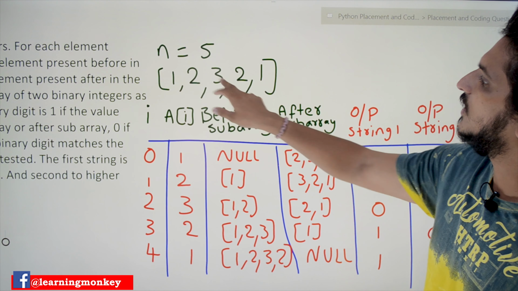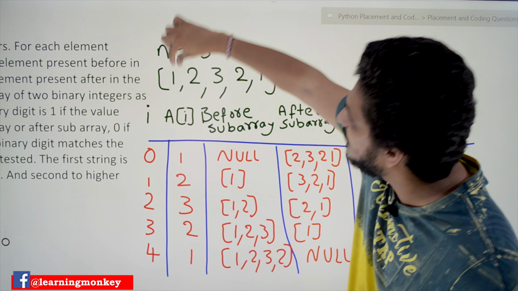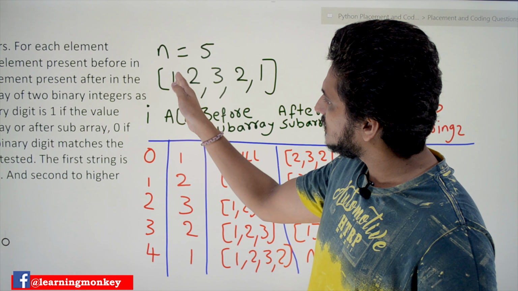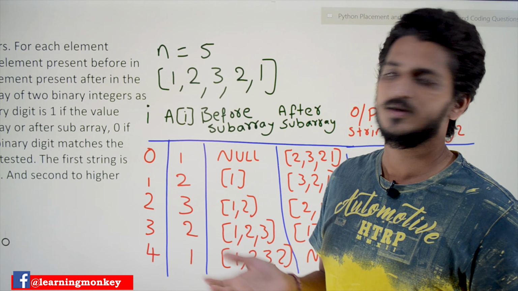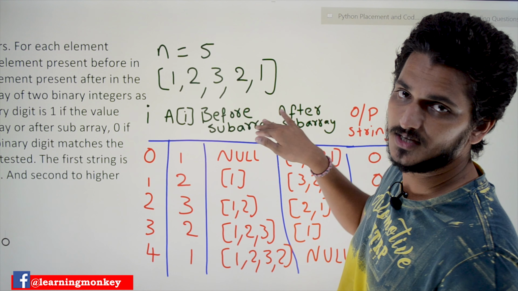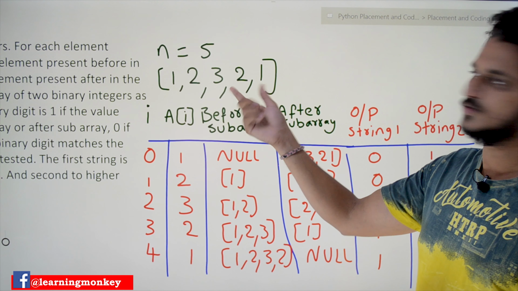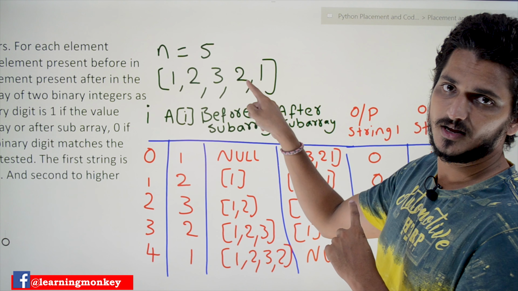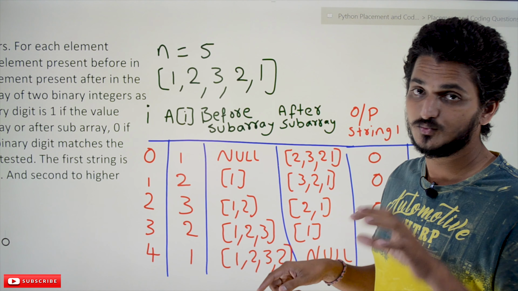Okay, n is equal to 5, and the list is 1, 2, 3, 2, 1. These are the elements given in the list. What they are asking is, for each element present in the list, take the element from the list. This is the first element. Is there any left subarray? No, so the left sub part is null. What is the right sub part of the list? 2, 3, 2, 1. This is the right sub list. Is 1 present in the left sub part? No. Is 1 present in the right side? Yes. That is what we have to check.